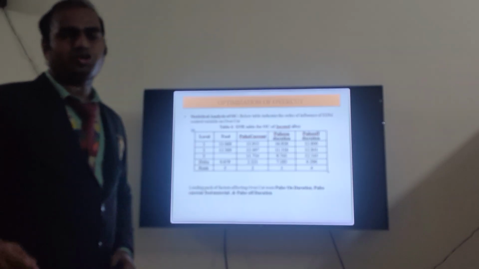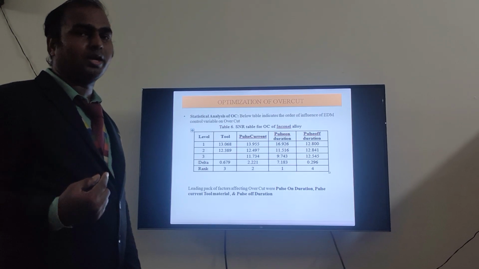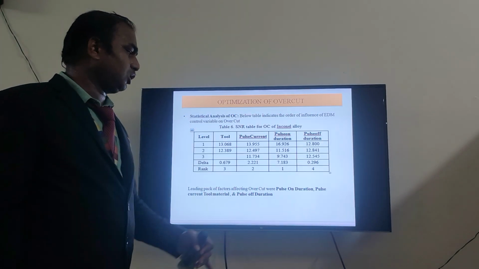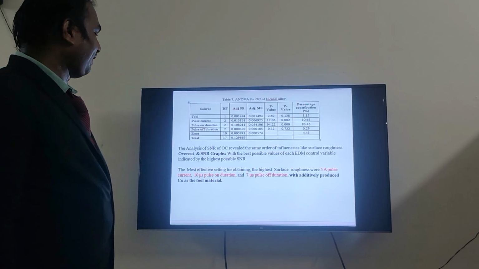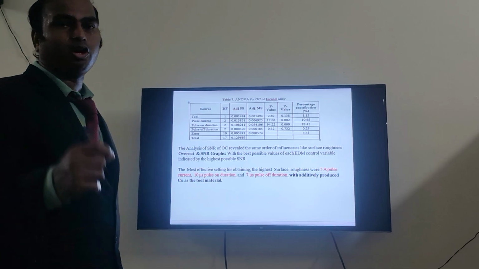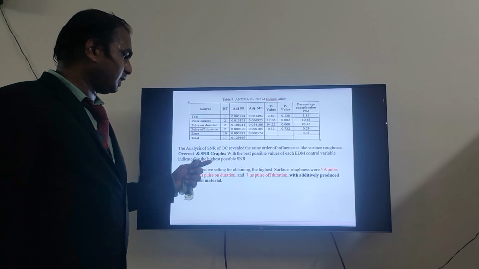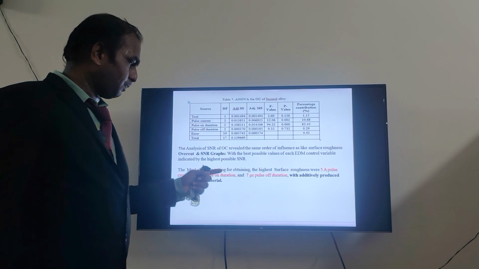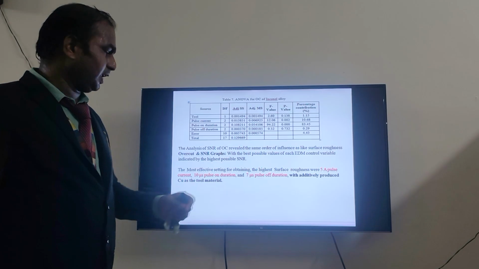Next is optimization of overcut. Considering the internal diameter, the difference between the internal overcut and the external overcut, we can differentiate the leading factors that affect the overcut: pulse on duration, pulse current, tool material and pulse off duration. The next important step is analyzing the SN, the signal to noise ratio. The overcut can be revealed by the highest possible SNR, the most important settings being 5 amps, 10 microsecond durations and 10 pulse duration, with additively produced copper as the tool material.